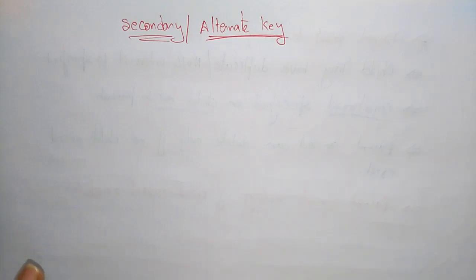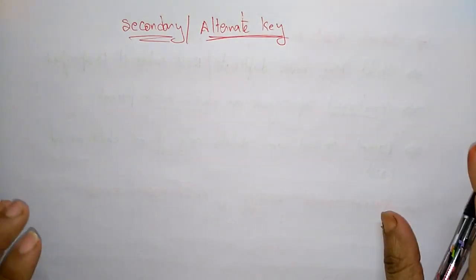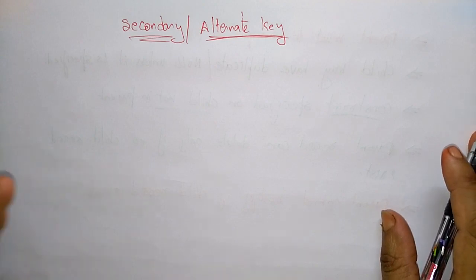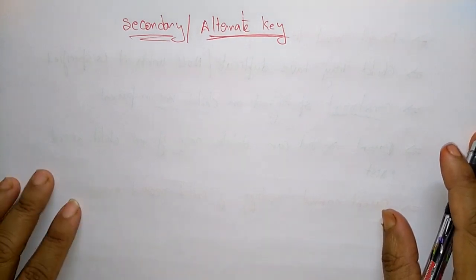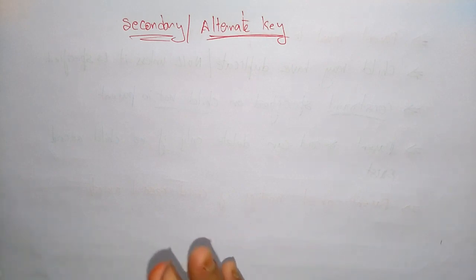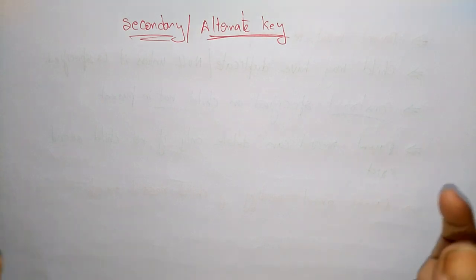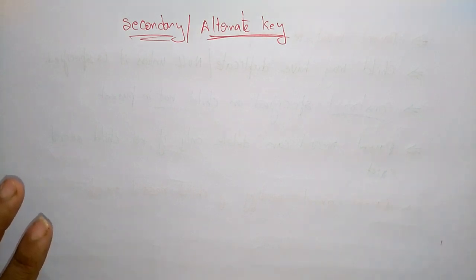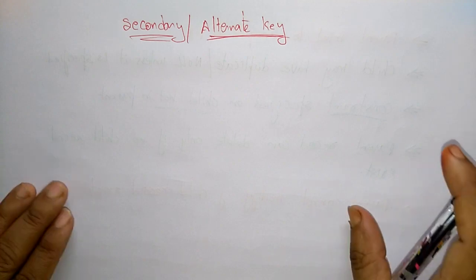Hi students, let us continue with the key concepts. So now let us see what is a secondary key or alternate key. Another name for secondary key is the alternate key. The only different thing here is a secondary key is nothing but the remaining keys, remaining attributes that are present in a table, you call it as a secondary or alternate key.